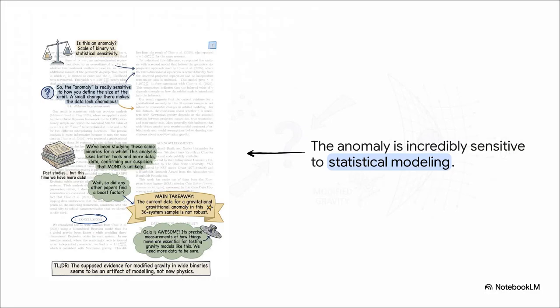Recent comprehensive reviews suggest that when you apply the absolute strictest quality controls and properly account for those hidden third stars, the MOND-like signal vanishes. The anomaly is incredibly sensitive to statistical modeling, meaning the claimed proof from modified gravity here might actually just be an artifact of how the math was done.